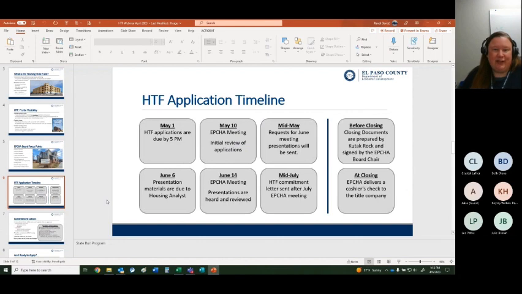Our Housing Trust Fund application timeline. So this is for the May cycle. Of course, applications are due to me by May 1st. We say close of business sometime on May 1st. May 10th, the Housing Authority will be having a meeting, and at that point, they're going to do an initial review of the applications, just a brief glance over. Maybe we got 10 applications on May 1st. They're going to take a look at all 10 of those.